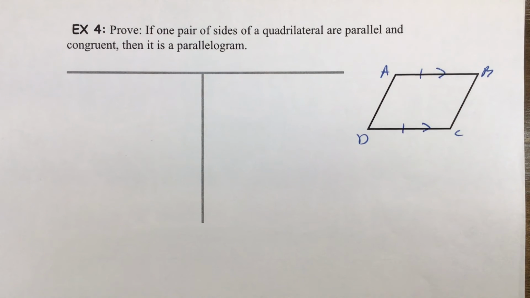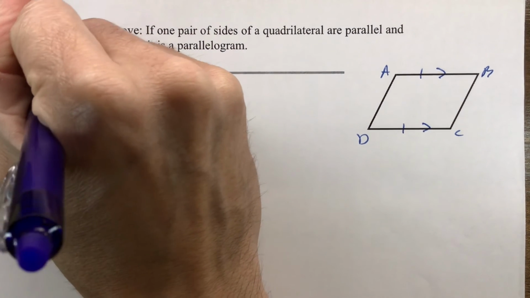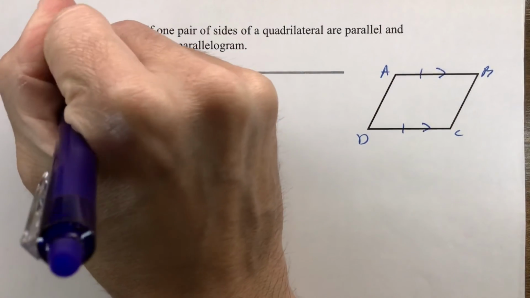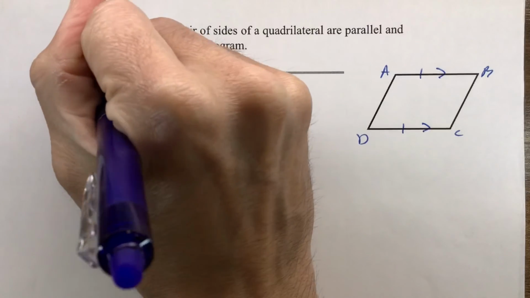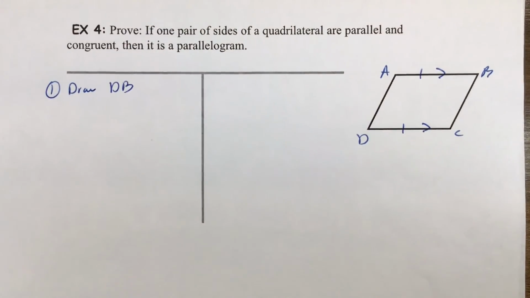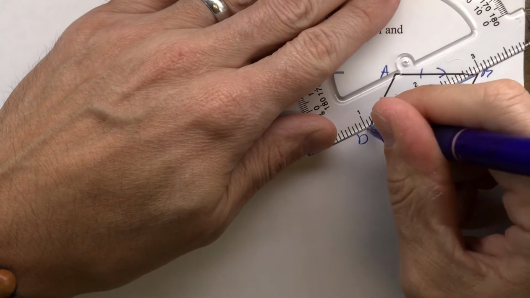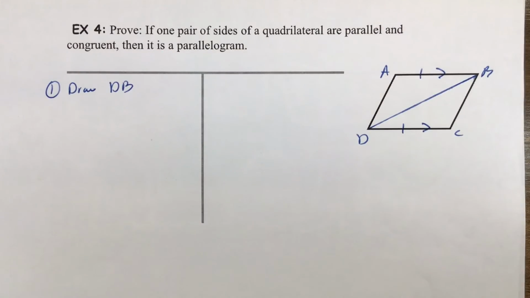All right, now for this one, step 1, I am going to write down that I'm going to draw a diagonal. Okay, so I want to draw DB. All right, so in the last proof, I left out that drawing part because it was part of the given in a way, because it did refer to the diagonals, but I'm adding this in here.